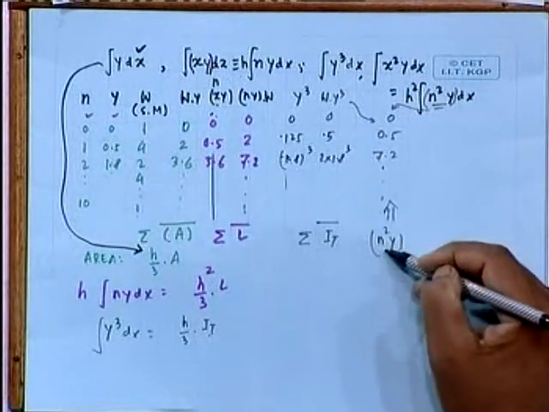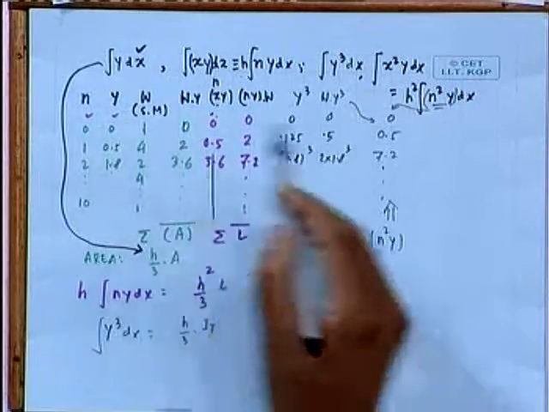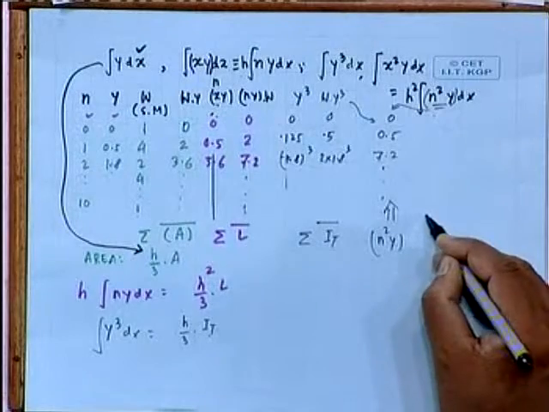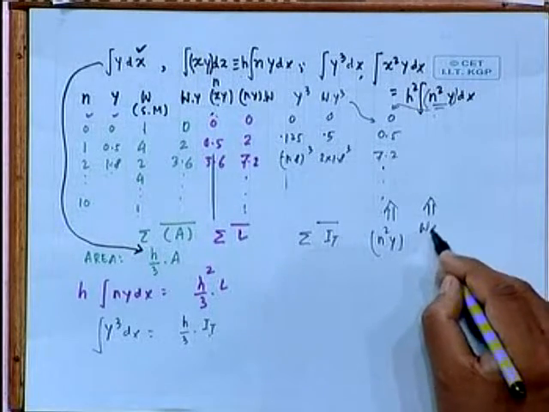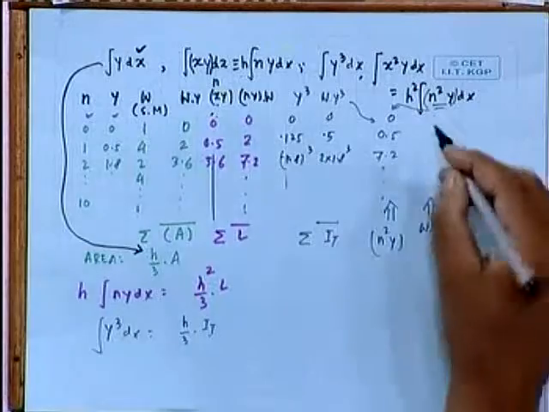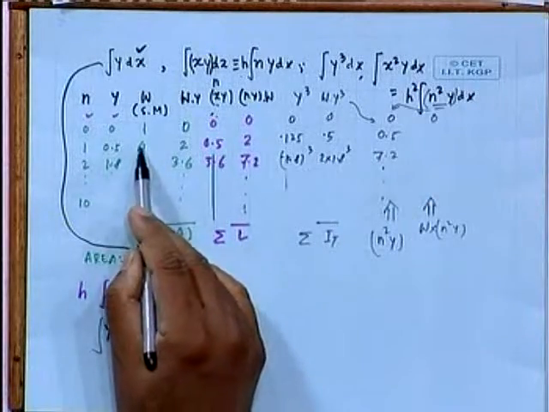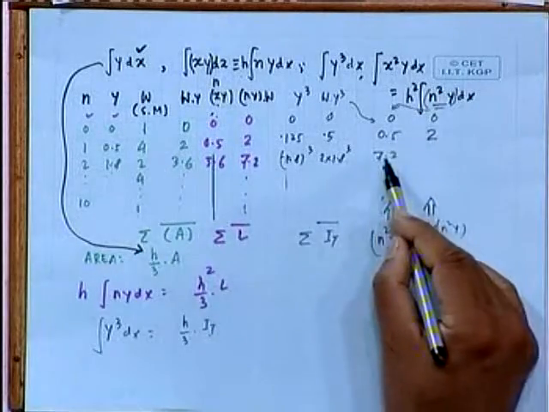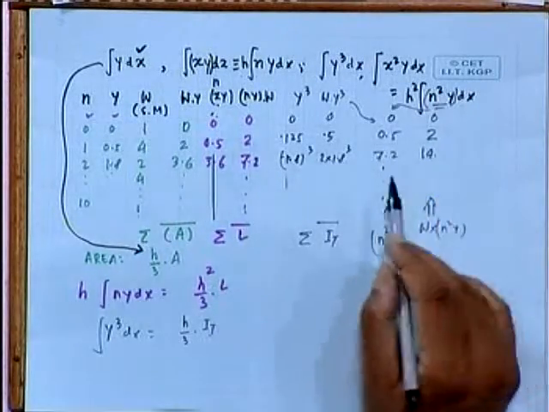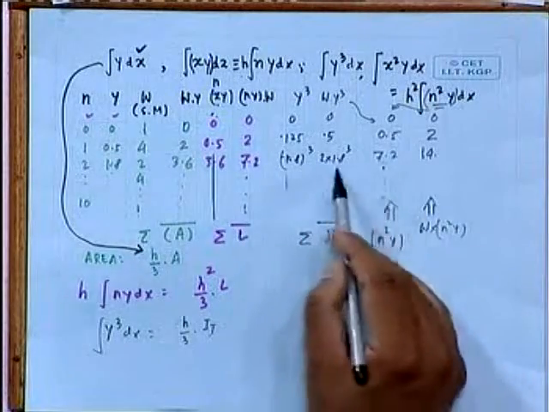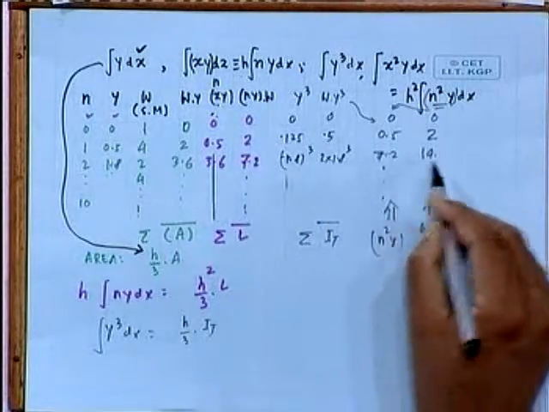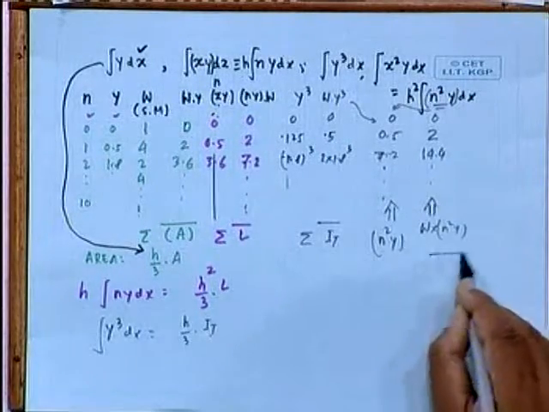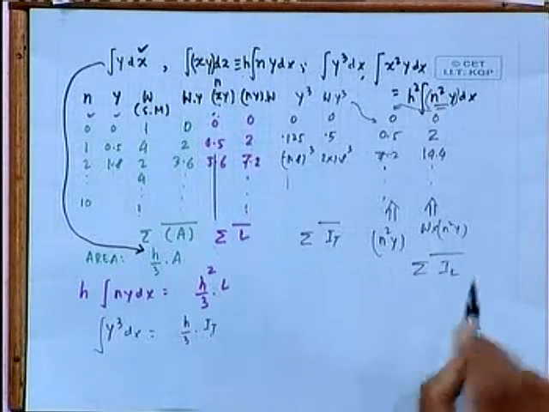So I multiply this with w, the Simpson's multiplier. Now 1 into 0 gives me 0. I will write this way because there is no space, w into n square y. This is 4 times 0.5 gives me 2. 2 times 7.2 gives me 14.4. Like that I end up getting. So this now when I add, I get say IL.